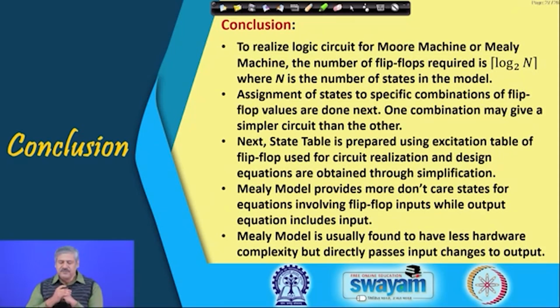And after the assignment, you go for the state table using the excitation table of the flip flops with which you are trying to realize the circuit. We have seen the example of the JK flip flop. We could have used SR, T, D, and the corresponding excitation table would have been used. For the Mealy model, we have seen that because of the possibility of having more don't care states, the combinational circuit complexity may be less, and also the number of flip flops required may be less in certain cases.